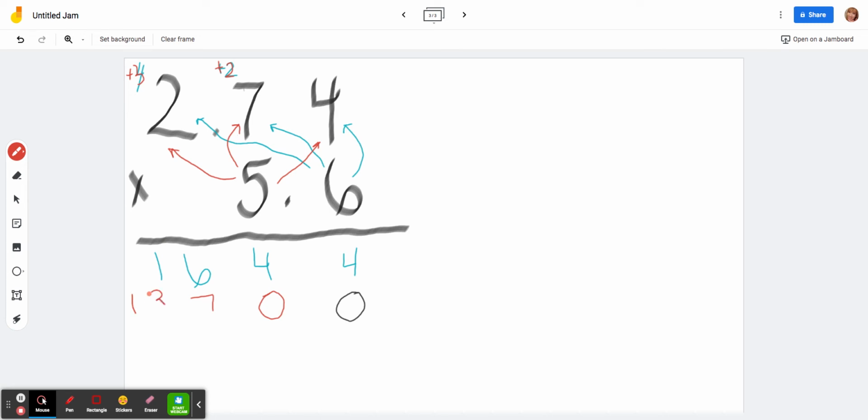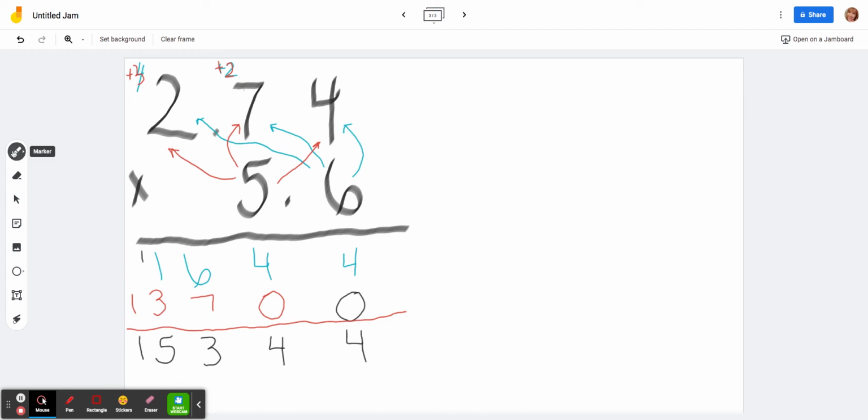Notice that I have made sure that all of my numbers are appropriately lined up, and I'm going to add them up. All right, 4 plus 0 is 4. 4 plus 0 is 4. 6 plus 7 is 13. Carry my 1. 3 plus 1 plus 1 is 5. And then I have my 1.